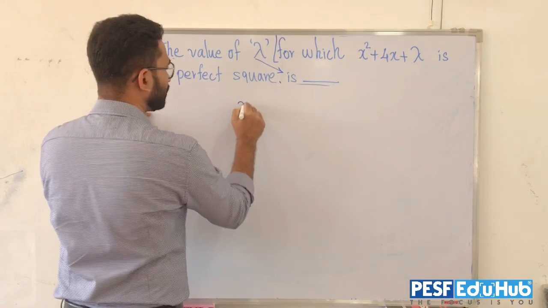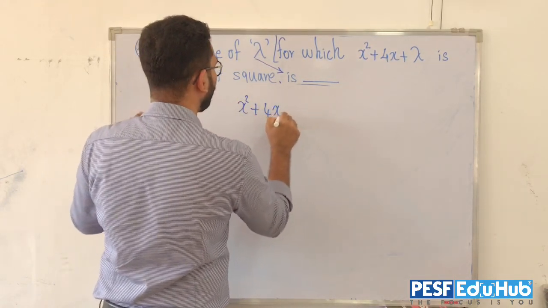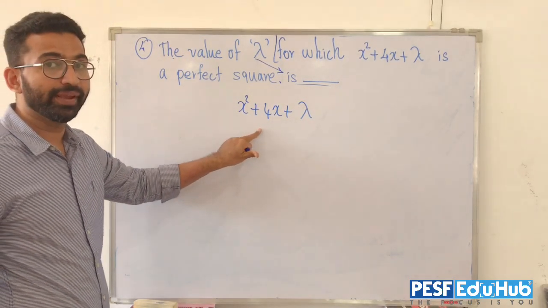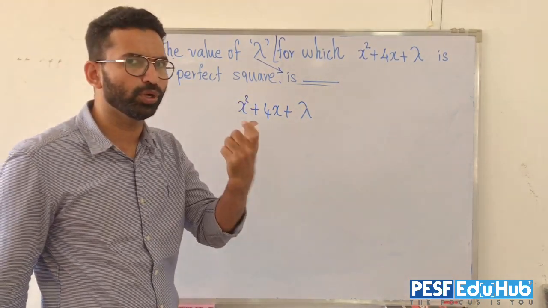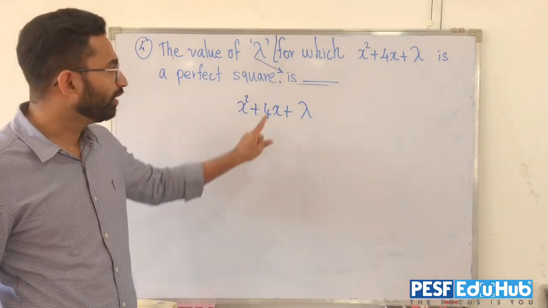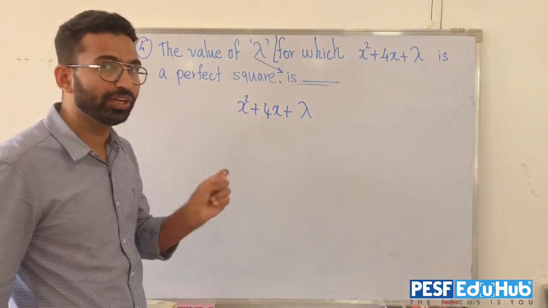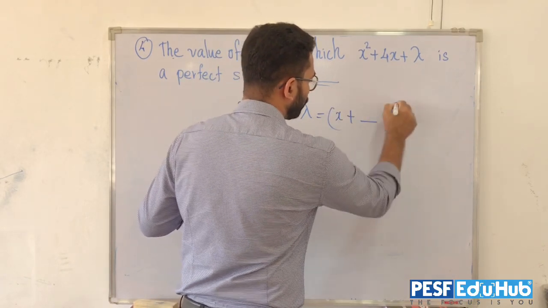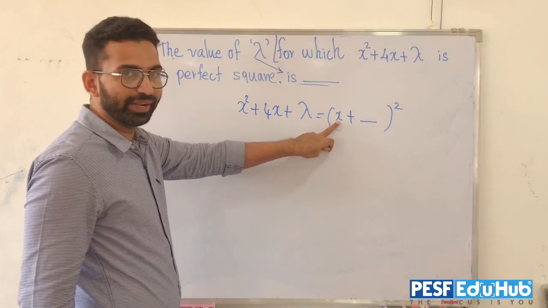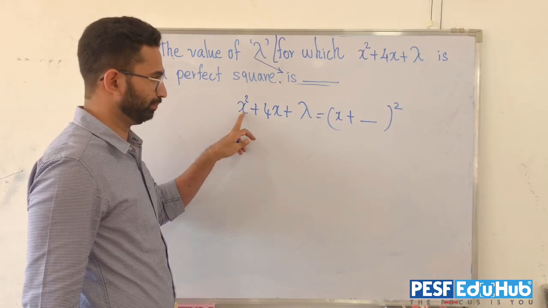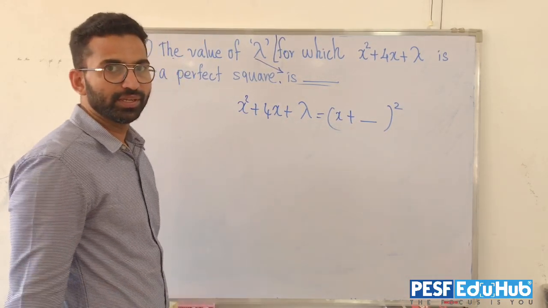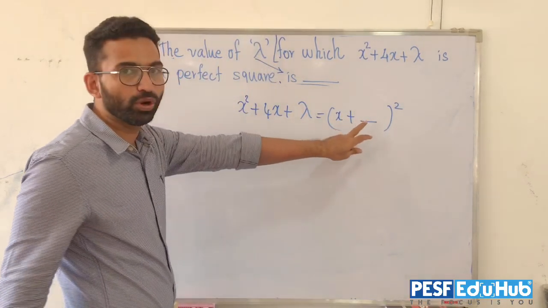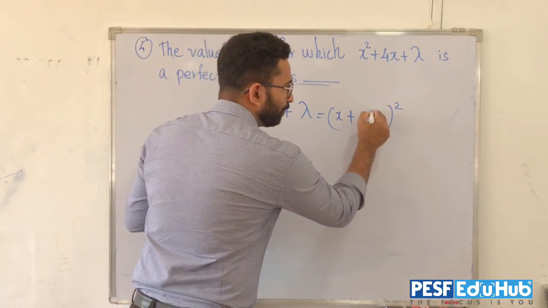In this particular question, it is x square plus 4x plus lambda. So this polynomial can be expressed in either a plus b whole square or a minus b whole square. Since the middle term is positive, this can be expressed in the form a plus b whole square. Instead of a, I have x because the expression is x square, and instead of b, I don't know what it is. When I expand x plus something whole square, I am calling this something m.